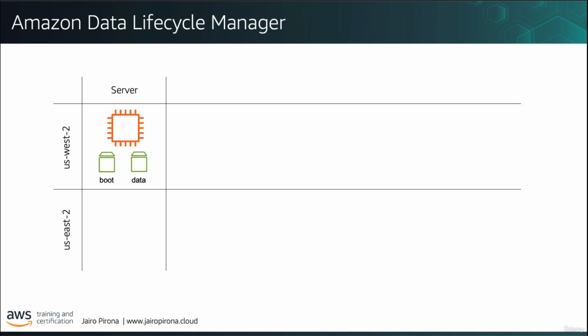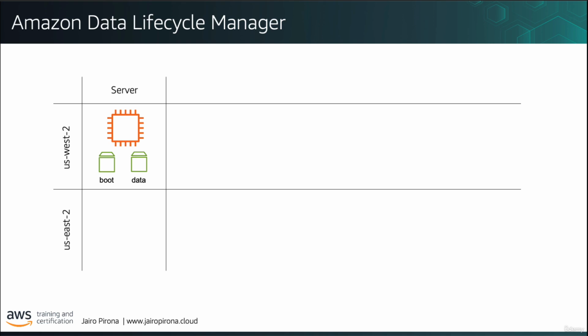Let's say we have a server running in the US West 2 region of Oregon. This is a transactional server, and I want to protect it against hourly data loss. My recovery time objective, that is, RTO, and recovery point objective, RPO, dictate that I need to be able to go back in time 3 hours. Therefore, I can configure a policy that will take a snapshot of the instance every hour for 3 hours continuously.